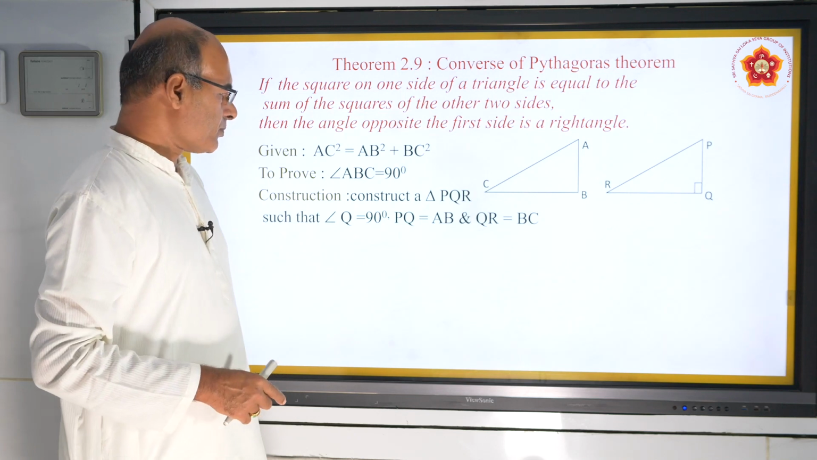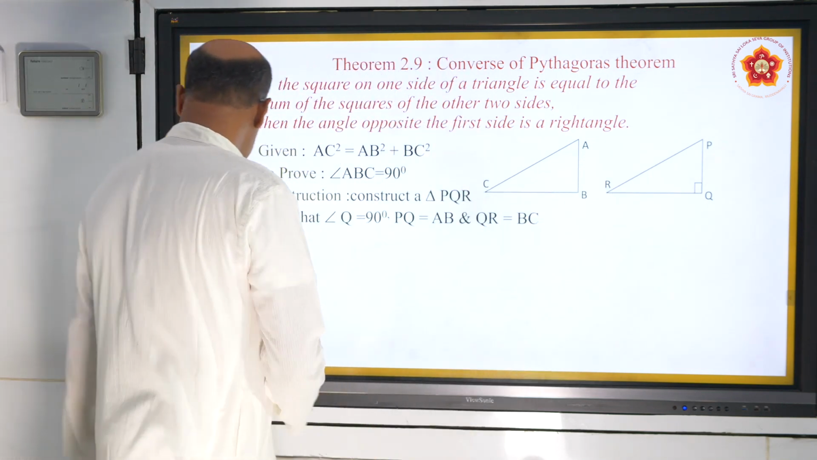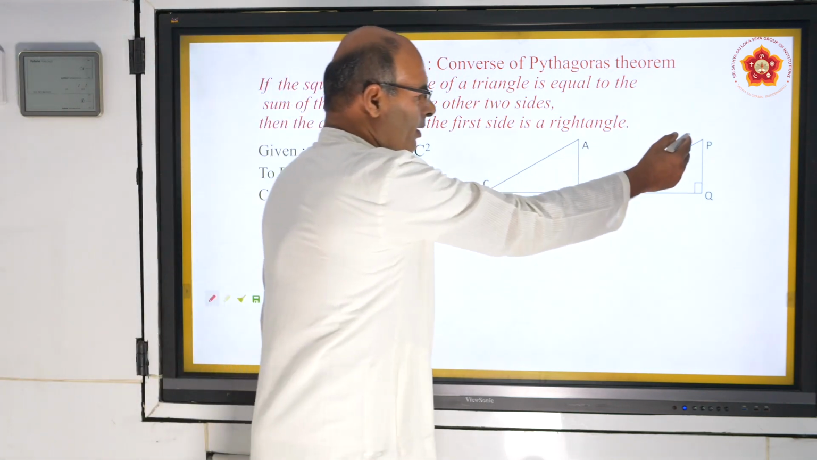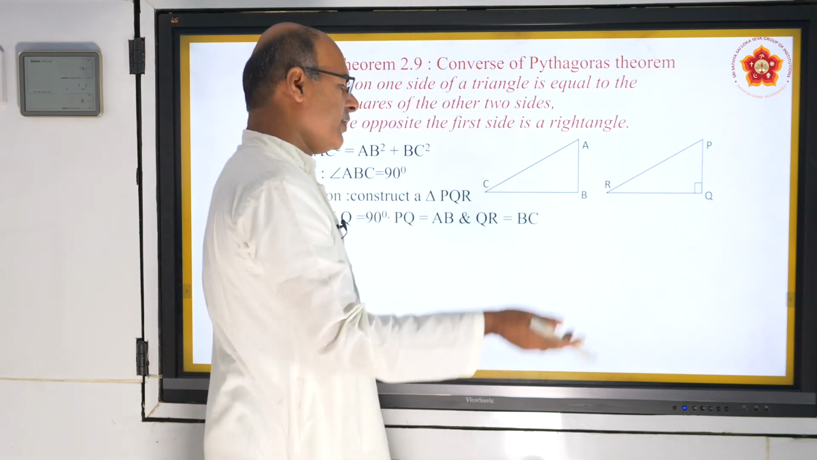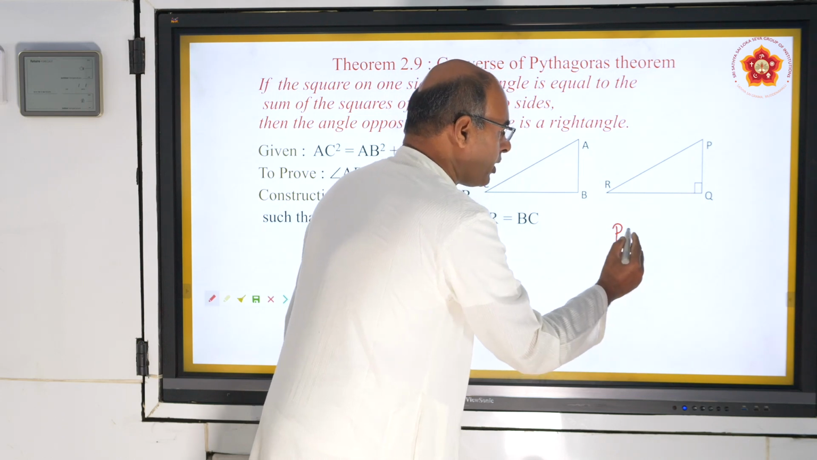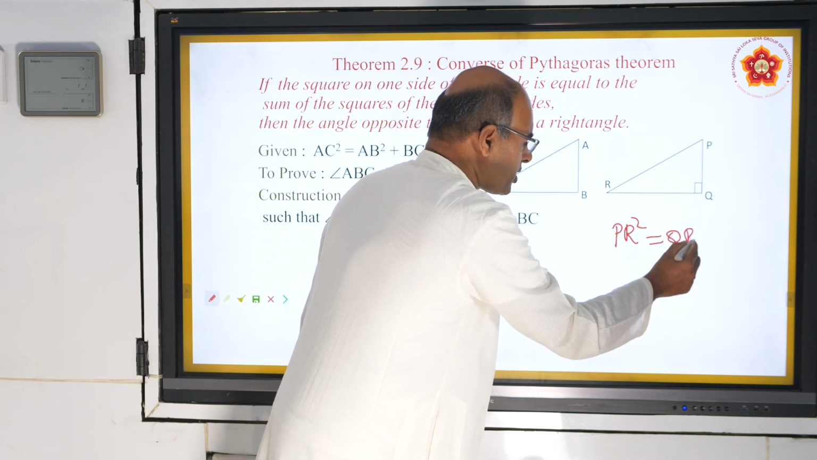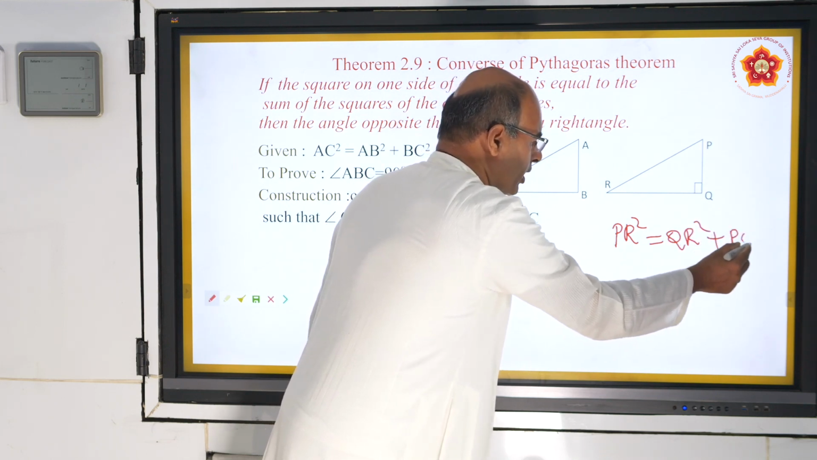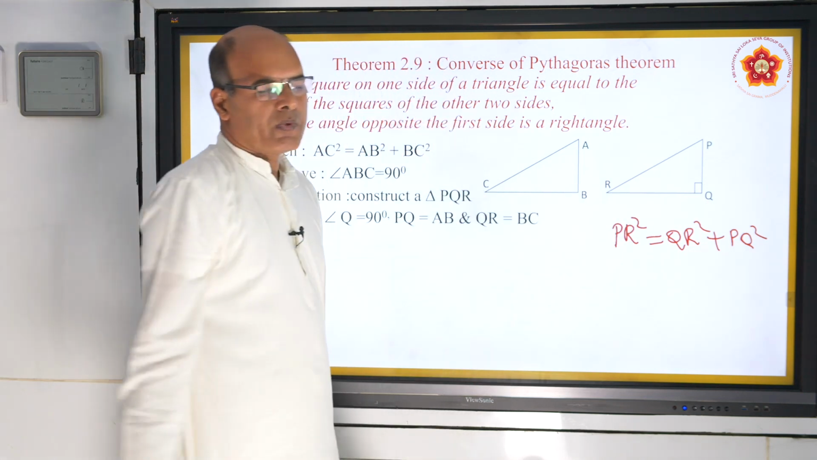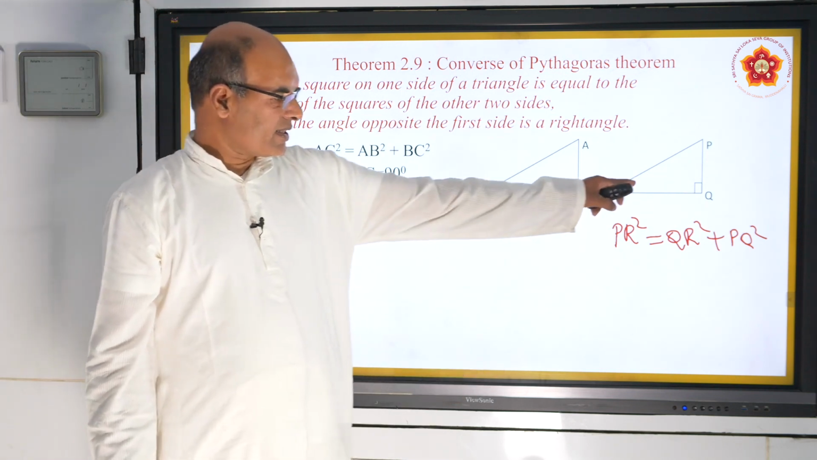So let us see. We know that this is a right angle triangle, so I will write the steps. We know that triangle PQR is a right angle triangle. Therefore apply the Pythagoras theorem. For triangle PQR, PQ square plus QR square is equal to PR square, according to the Pythagoras theorem, because we know that it is a right angle triangle.